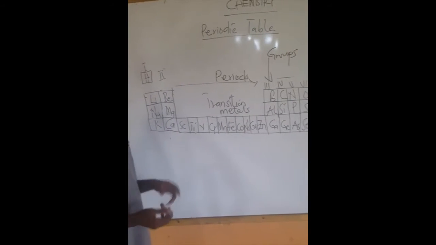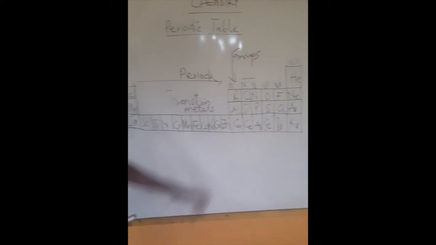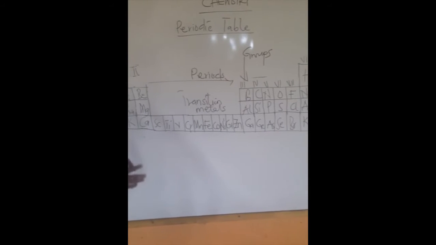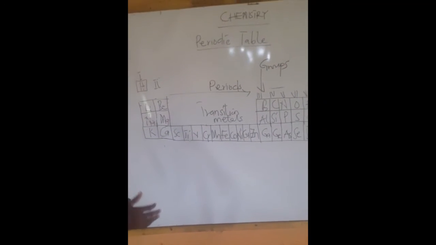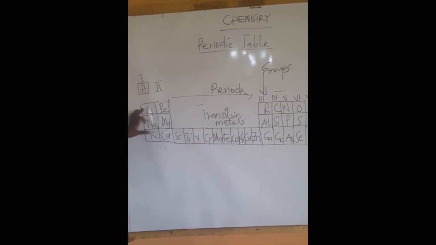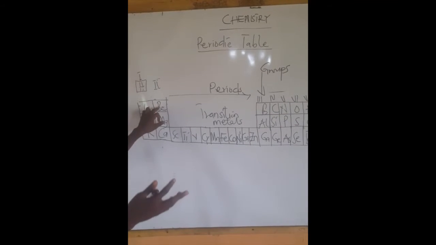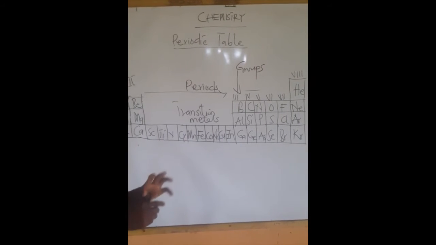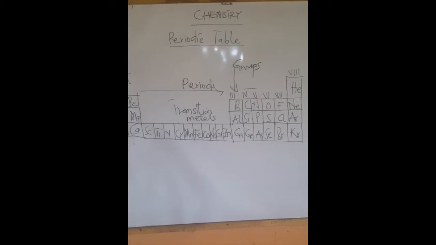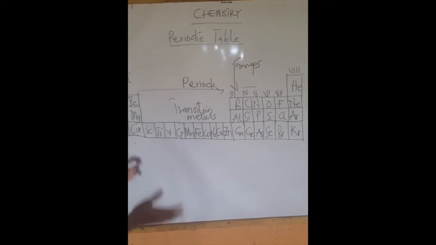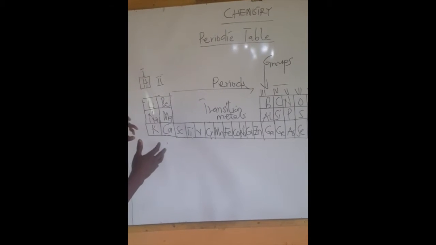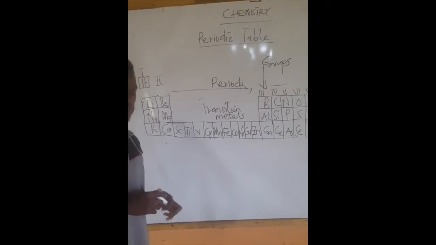Okay, so we have groups 1, 2, up to what? 8. Now these groups also have some special names. So group 1, the special name is alkali metals. Then group 2 is what? Alkali earth metals. Then we also have group 7 called halogens, and group 8 is called noble gases. So let's take these groups, then we shall look at certain properties.